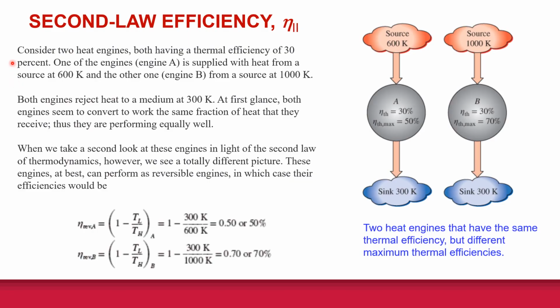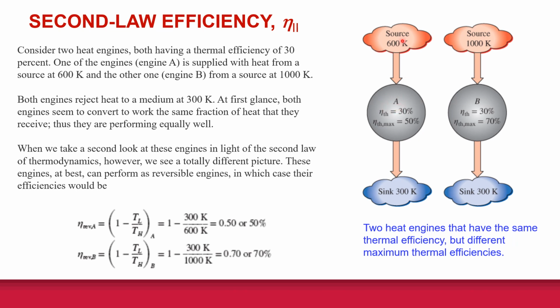So let's talk about a concept known as second law efficiency, abbreviated by the little Greek letter eta with a subscript of two parallel bars. Here, let's imagine we have two heat engines, engine A and engine B.